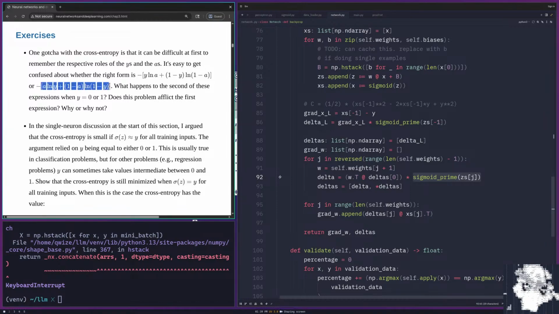So this is the wrong one. Let's try y = 0. Well, when y = 0, this is negative infinity. And when y = 1, this is negative infinity. And I guess the problem doesn't afflict the first expression because our activation will be close to but not exactly equal to 0 or 1, whereas the output will be exactly equal to 0 or 1.